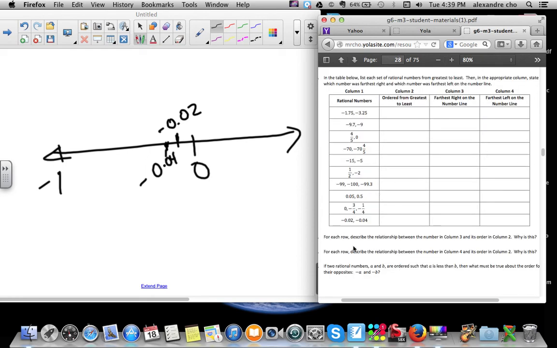Okay. And then for each row, describe the relationship between the number in column 4 and the order in column 2. The number in column 4, the number farthest on the left will always be the smaller number.